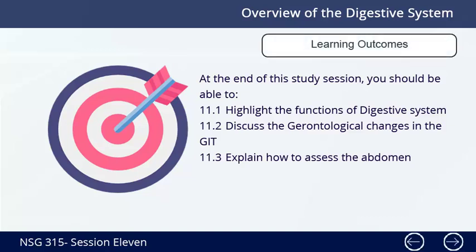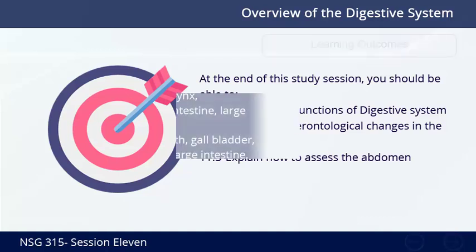Learning outcome for study session 11. At the end of this study session, you should be able to: 1. Highlight the functions of the digestive system. 2. Discuss the gerontological changes in the GIT. And lastly, number 3. Explain how to assess the abdomen.